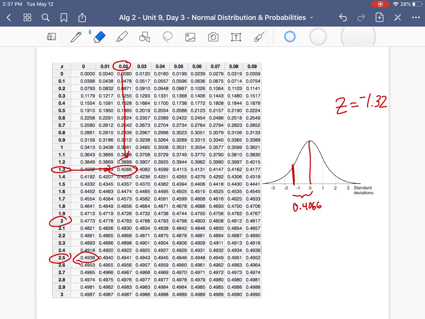Okay, so that's basically it. Let's start some problems. I'm just going to come back to this page every time I want a value from this. All right, so here we go.